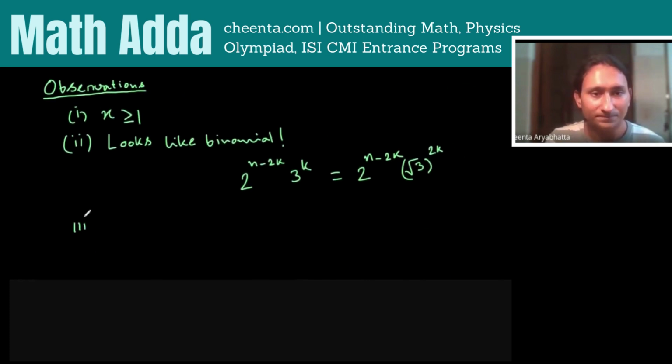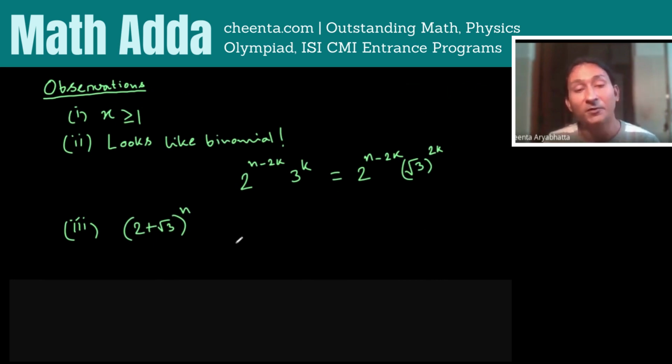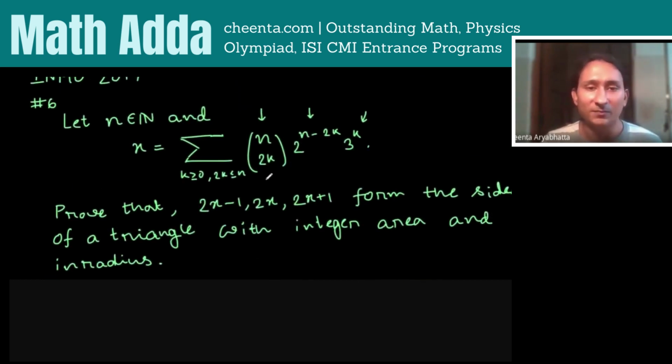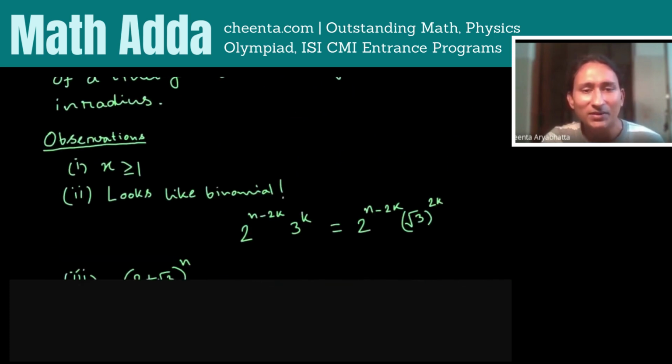Observation number three: it is related to the expansion of root 2 plus root 3 power n. That should be obvious because if you expand 2 plus root 3 power n, you will get terms of this form. But there is a slight problem. Here, only the even terms are appearing. So usually you would have n choose 1, n choose 2, n choose 3, you will have everything. But here you have n choose 0, n choose 2, n choose 4, like that. So it is related to the expansion of 2 plus root 3 power n, but it's not exactly that. But this can be easily remedied.